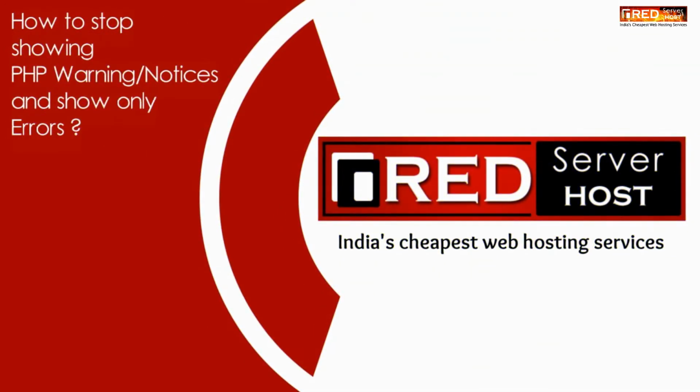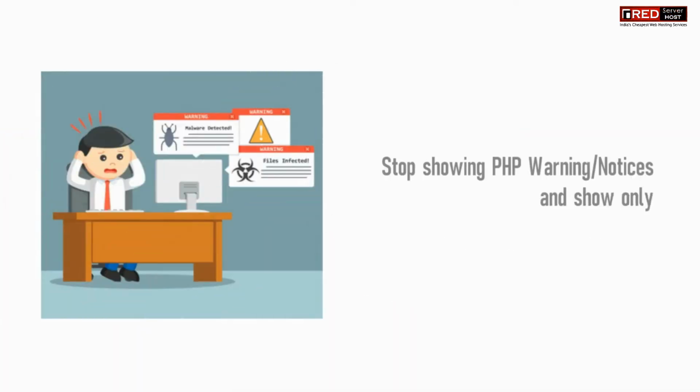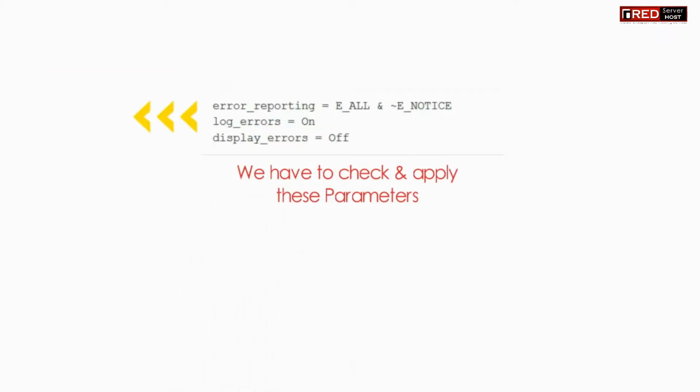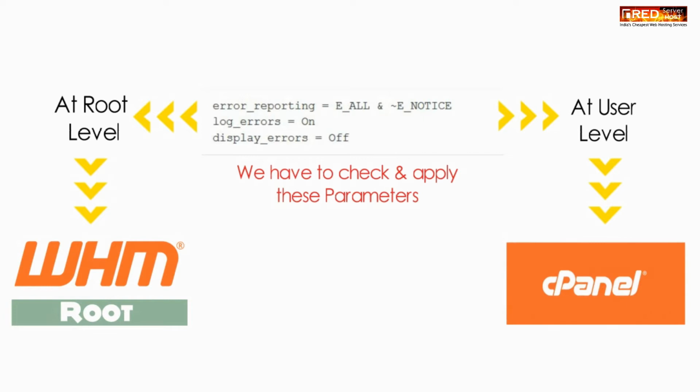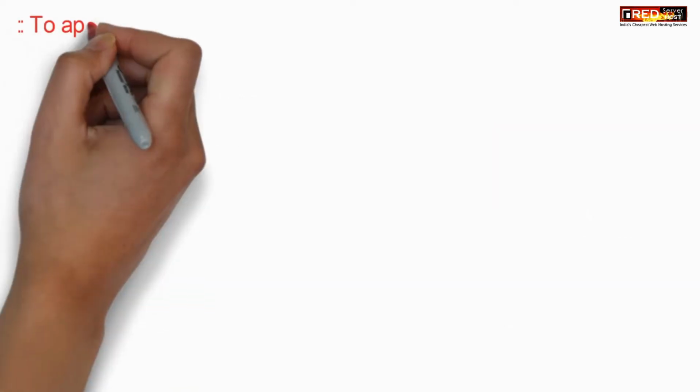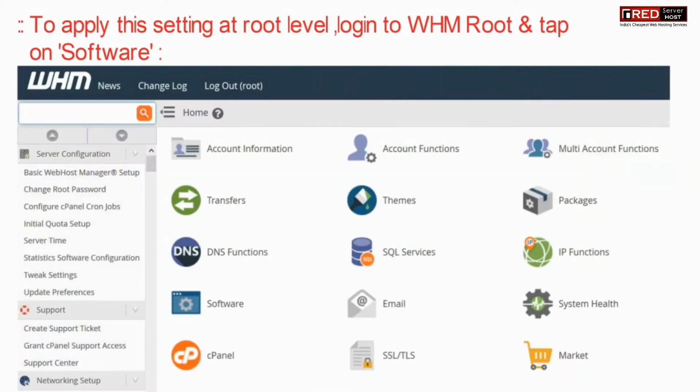Today in this video, we will learn how to stop showing PHP warnings or notices and show only errors. If you want to stop showing all the warnings and just show errors, there are two solutions. One is at root level and the other one is at user level. We just have to check and apply a few parameters.